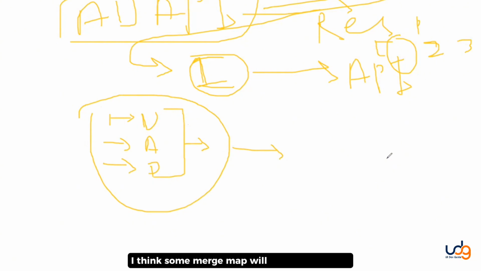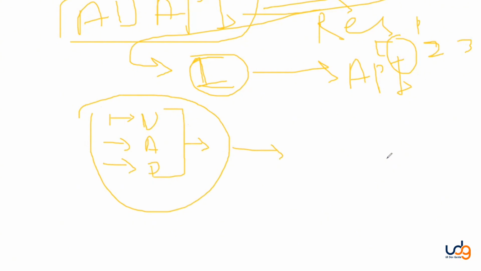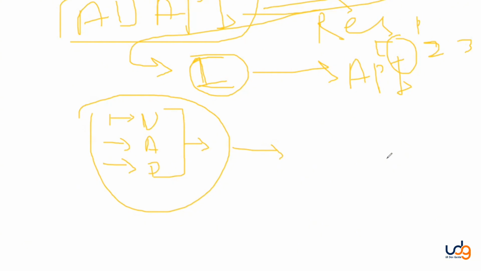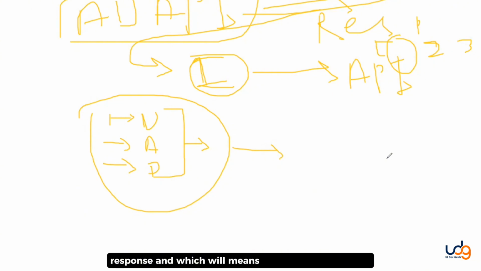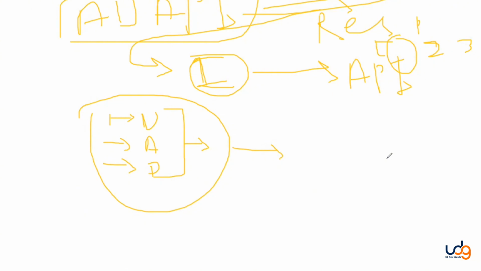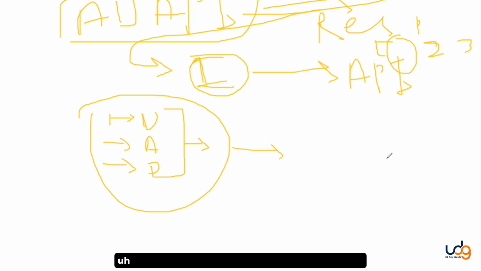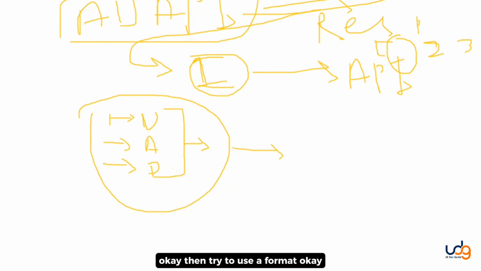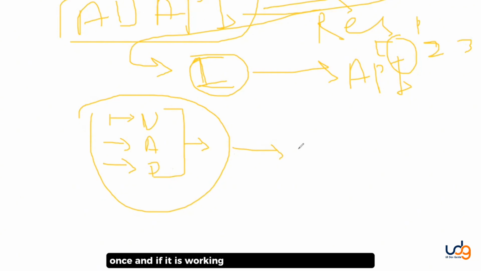I think merge map will work in this case. Okay. So what is merge map first? So merge map will merge all the results of the API calls. It will merge them in a single response and send it ahead in one way. Have you used it? I have not used it, but I have read about it. Okay. Then try to use merge map, and if it is working, then let me know as well.